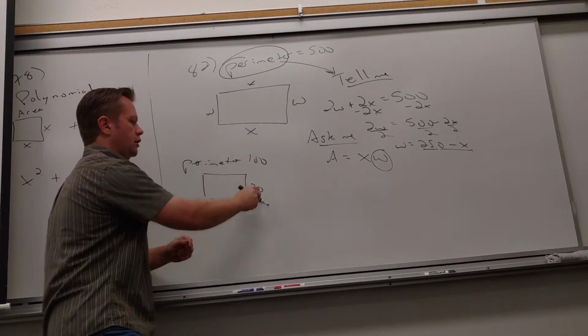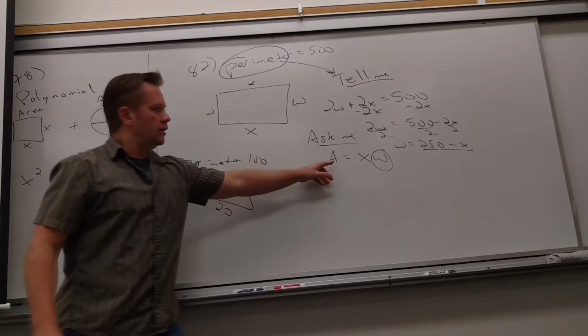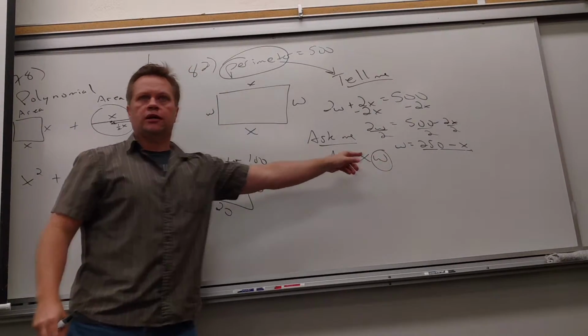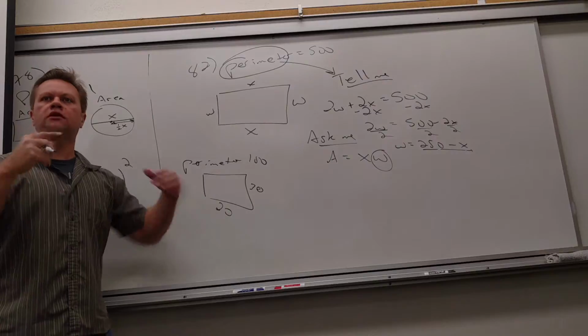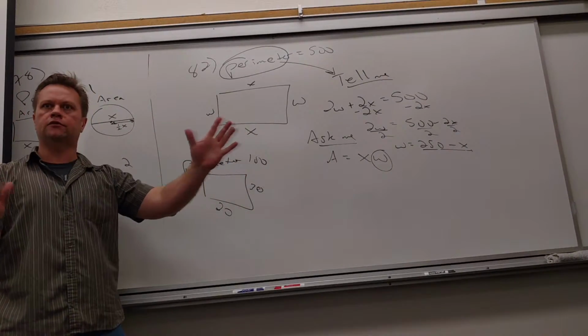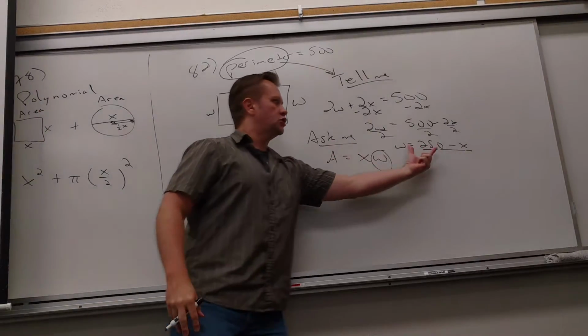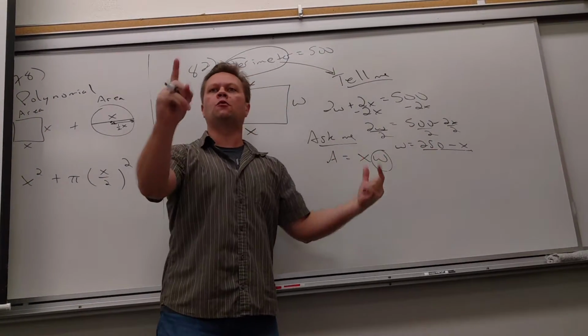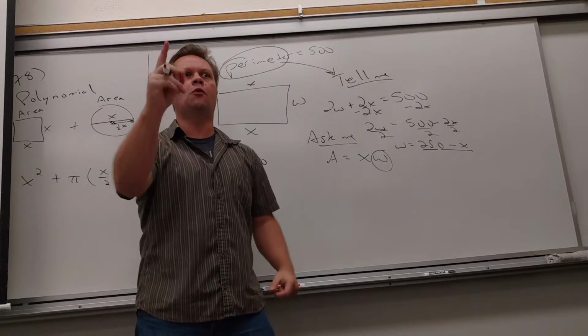So what I'm trying to say here is, I shouldn't need an area formula that's got two variables in it, because I only have to know one thing. I don't need two variables. I only have to know one thing, and then I know everything else. So that's why it makes sense that I should be able to write an area formula that only has one variable in it.